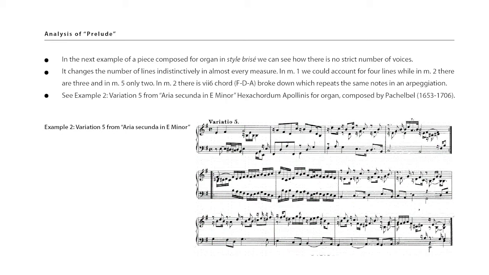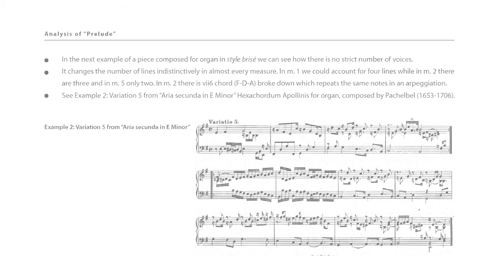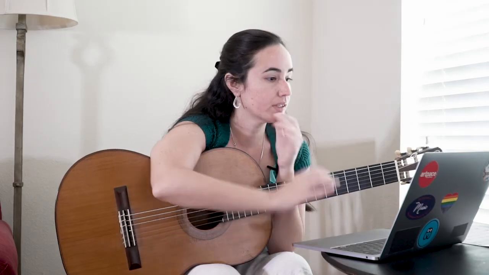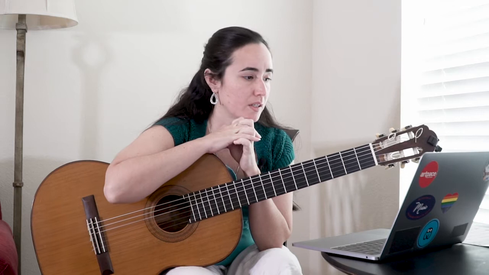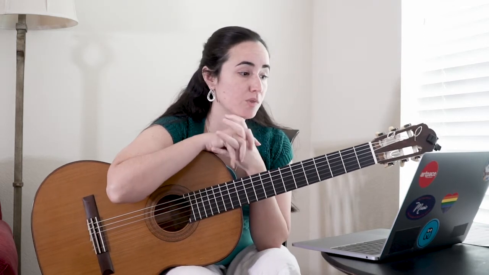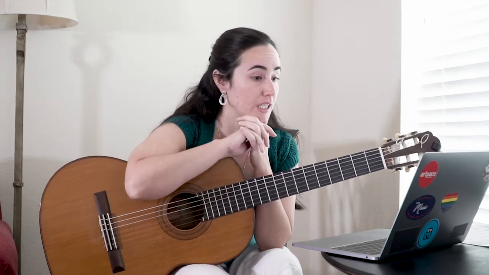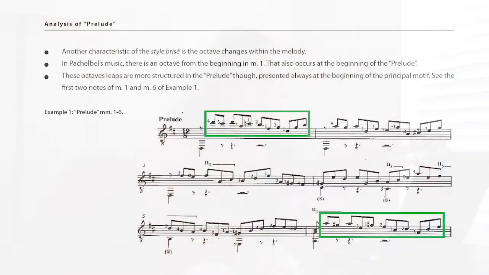And also, we can see another feature of the style brisé, which is in measure 2, there is a 7-6 chord broken down, which repeats the same notes in arpeggiations. Another characteristic of the style brisé is the octave changes within the melody. In Pachelbel's music, there is an octave from the beginning in measure 1, and that also occurs at the beginning of the prelude. Re.